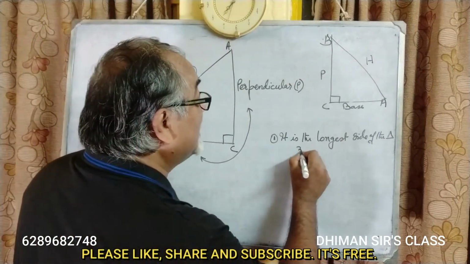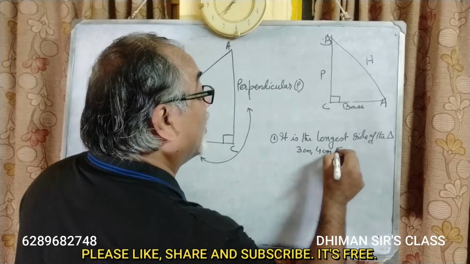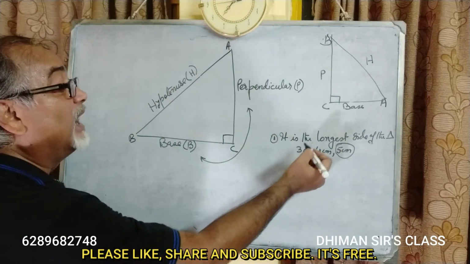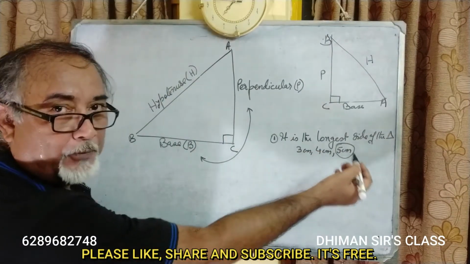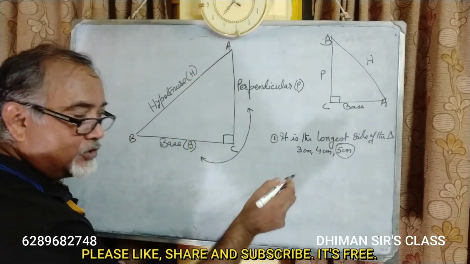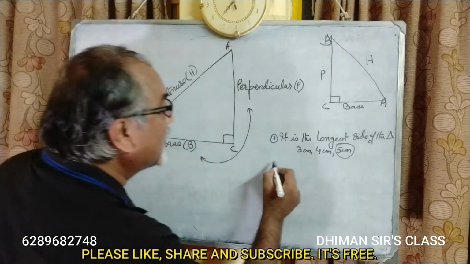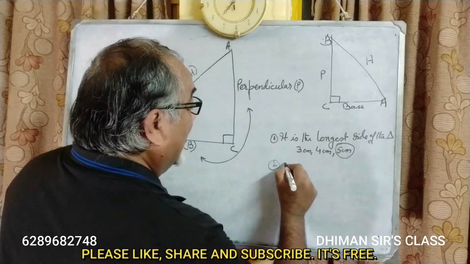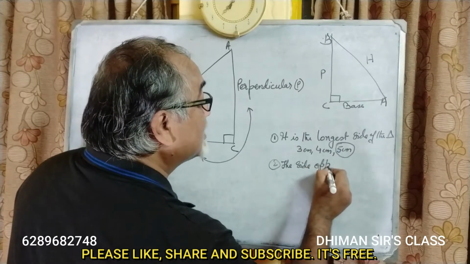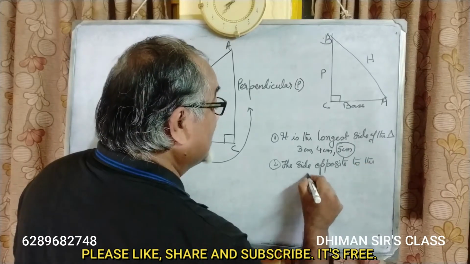Suppose the triangle has sides of 3 centimeter, 4 centimeter and 5 centimeter. Obviously this 5 centimeter is the longest of these three, so this 5 centimeter would be the hypotenuse in this triangle. So what is the hypotenuse? The longest side of the triangle. Now the second property is that it is the side opposite to the right angle.